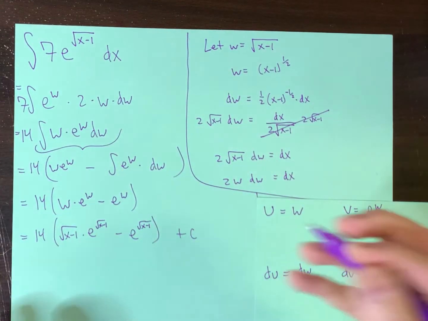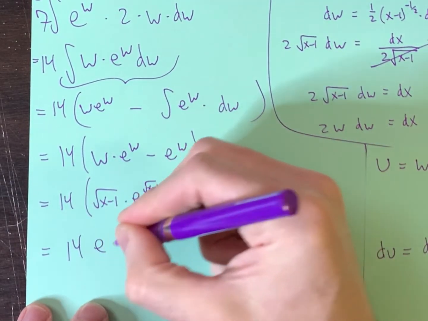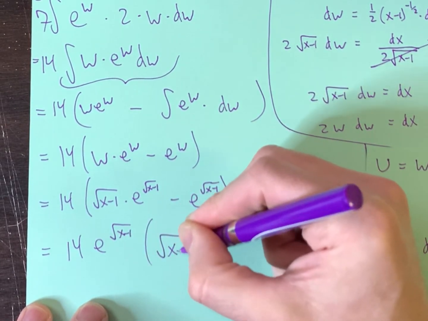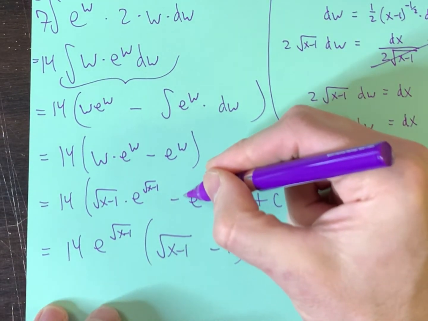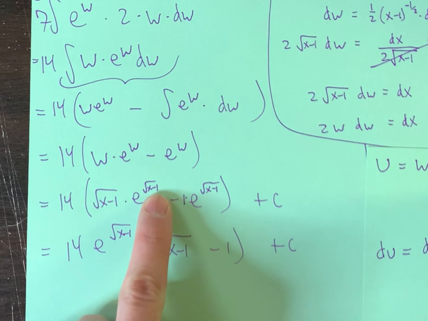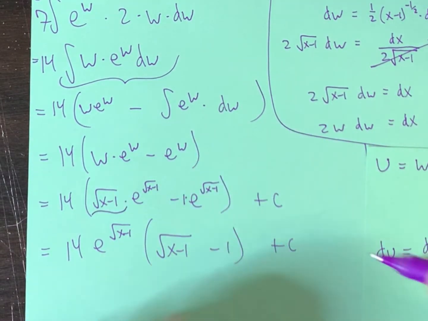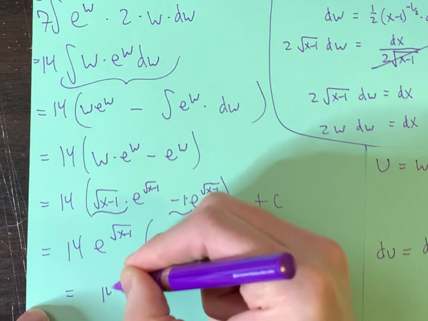And if you want, you can clean this up a little bit. I suppose you can factor out e to the power of square root x minus 1. And then left inside, you would have square root x minus 1 plus c. Because there was a 1 right here that was invisible. So when I took out e to the square root x minus 1 to the front, I was left just with this piece here and the negative 1, which is right there. So let me write this a little bit nicer.